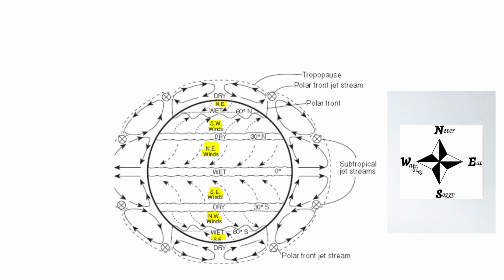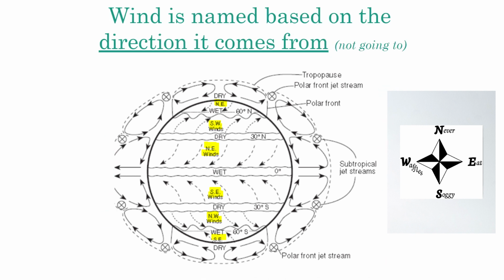And remember, as always, winds are named after where they're coming from. So these winds are named northeast winds because they're coming from the northeast. These are southeast winds because they're coming from the southeast. Remember that, okay? And remember, never eat soggy waffles should help you figure out where your compass directions are.